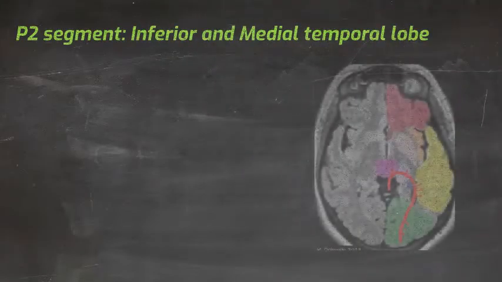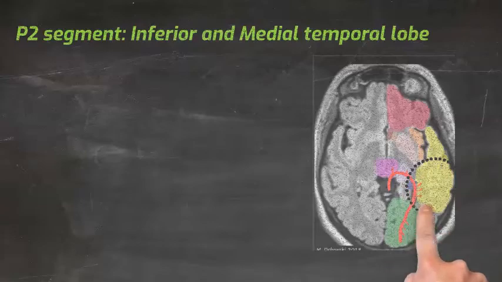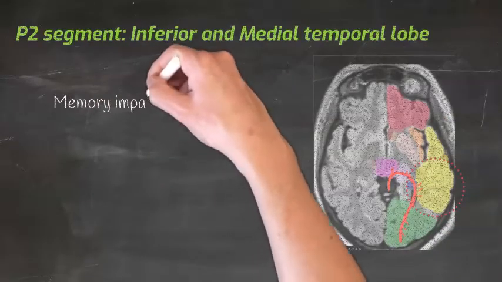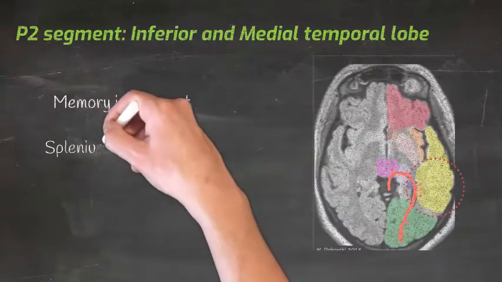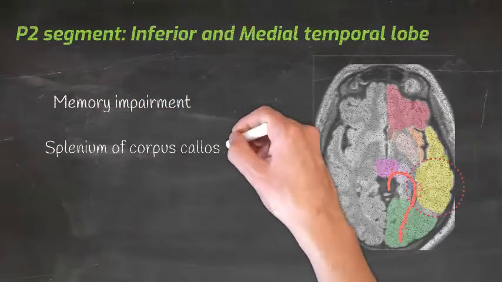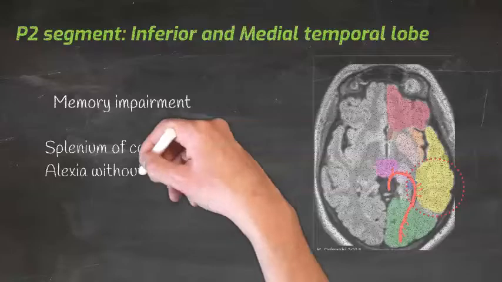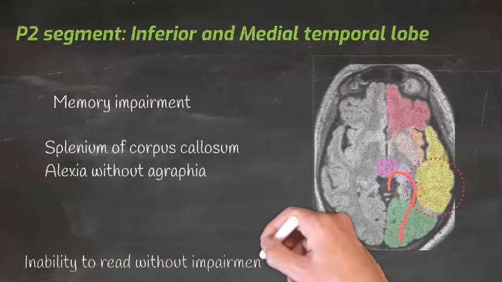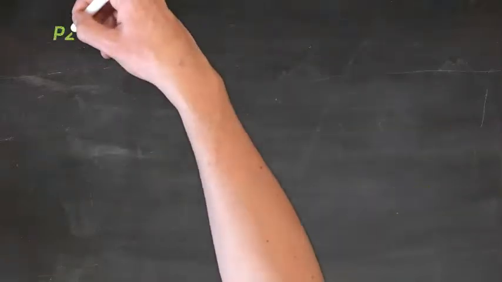Occlusion of the second segment, which supplies the inferior and medial temporal lobe, results in memory impairment, which is usually transient. However, involvement of the splenium of the corpus callosum results in alexia without agraphia, which is inability to read without impairment of writing.